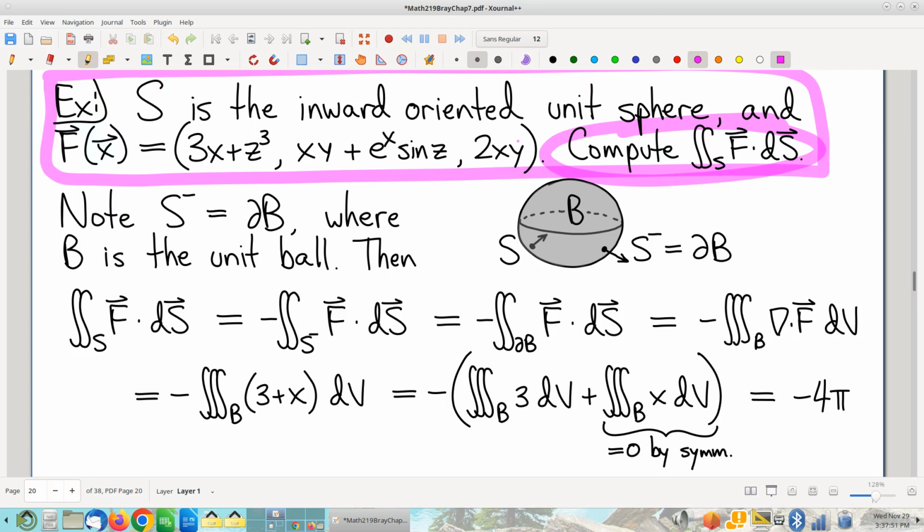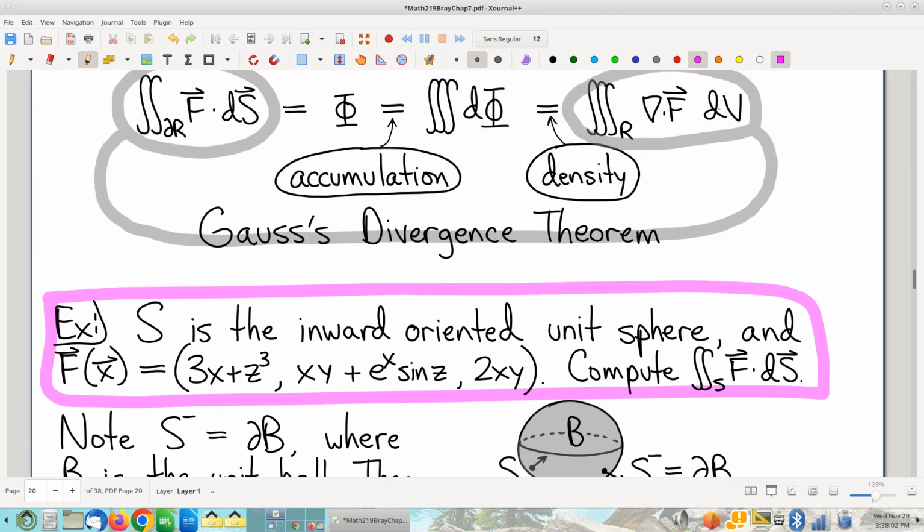Okay, so how are we going to do this? Well, we have a question about flux. We have a brand new shiny theorem about flux. Kind of seems like we probably want to use the new theorem to compute the answer to the question. But again, our theorem comes with an asterisk.